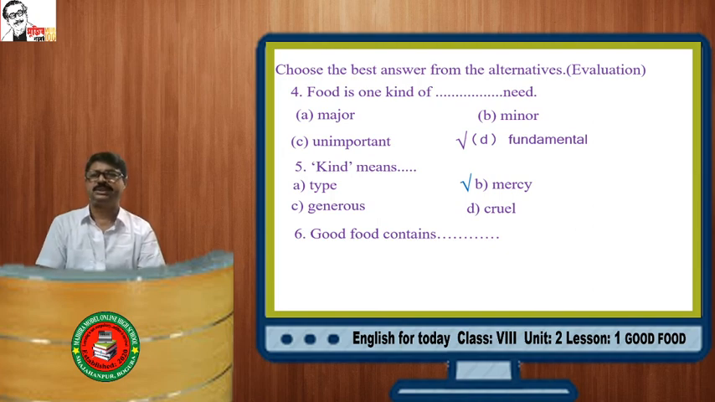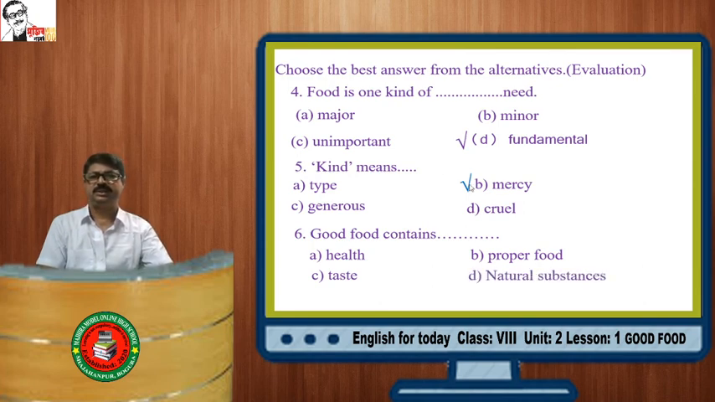Question number 6. Good food contains A. Health. B. Proper food. C. Taste. And D. Natural substance. Correct answer is proper food.